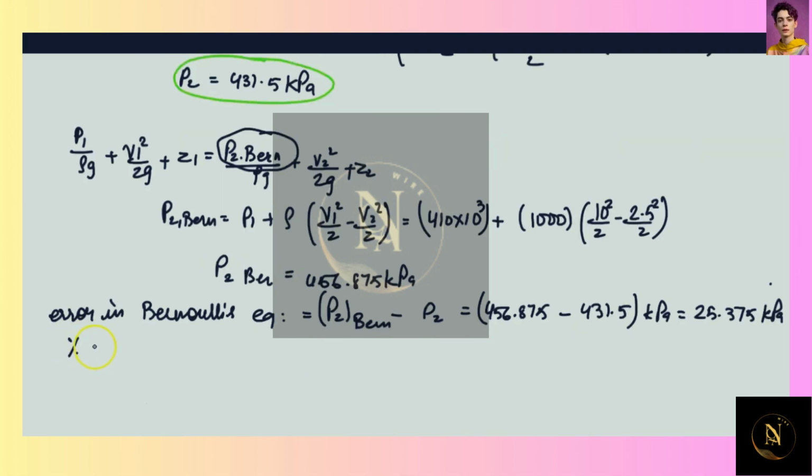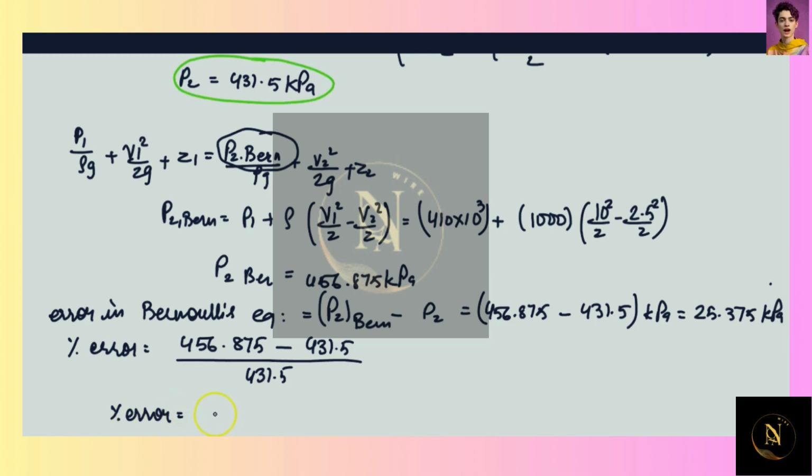Finding the error percentage, which equals (P2 Bernoulli minus P2) divided by P2, that is (456.875 minus 431.5) divided by 431.5, the percentage error in the Bernoulli equation is 5.88%.